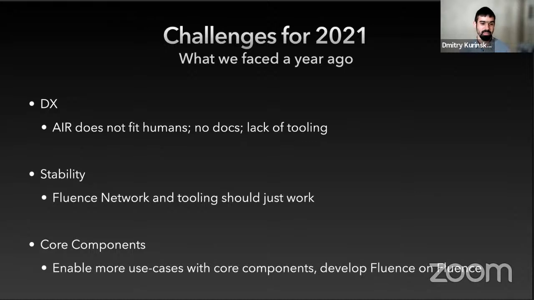Second, stability wasn't perfect either, and we wanted Fluence Network and tooling just to work constantly with no critical issues. And we needed more core components to enable more fundamental use cases of the Fluence network, and to start developing Fluence on Fluence instead of developing Fluence itself. So those were the challenges.